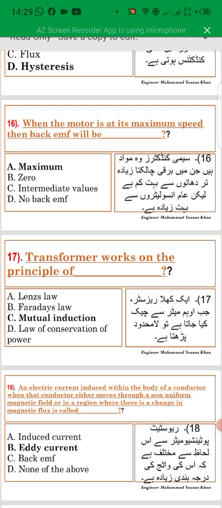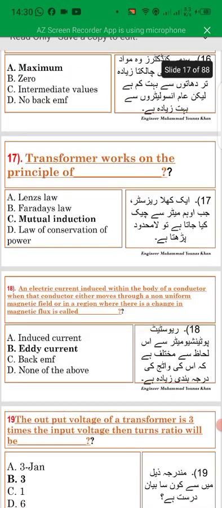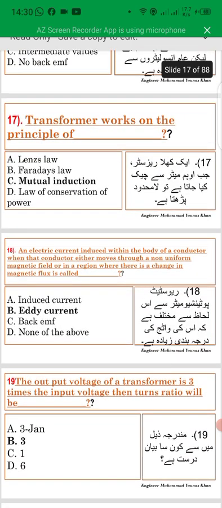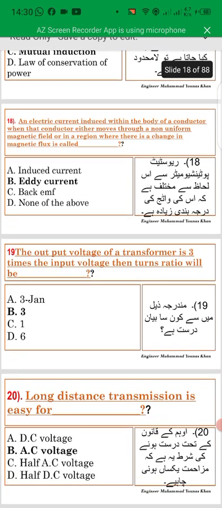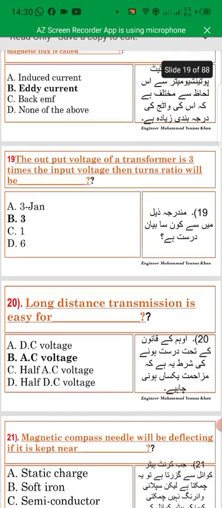When the motor is at rest or at maximum speed, then back EMF will be maximum. The transformer works on the principle of mutual induction. An electric current induced within the body of a conductor, when that conductor either moves through a non-uniform magnetic field or in a region where there is a change in magnetic flux, is called eddy current.